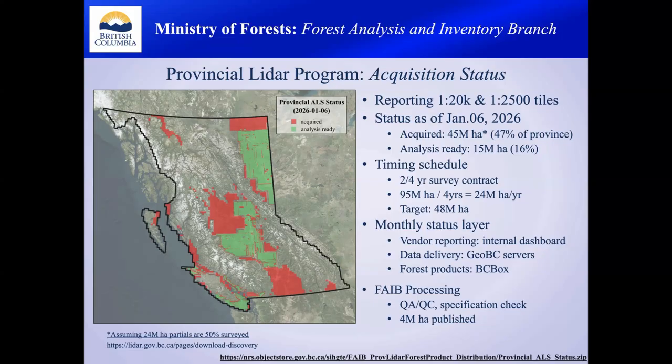In terms of the FAIB processing, we have a secondary quality control process and also some data specification checks. At the current moment, we have 4 million hectares of LiDAR forest information products published. So we're chipping away at this. It's been a lot of work to build the pipeline and to have to edit the pipeline and all those joys. And so there's a link at the bottom that if anyone's curious about the status, that's updated monthly.